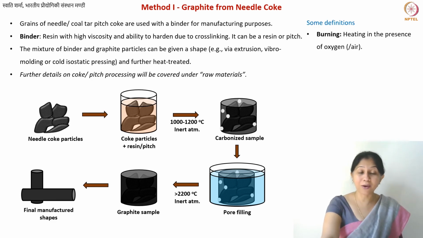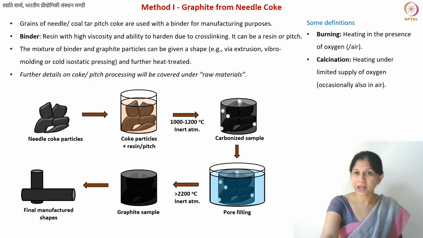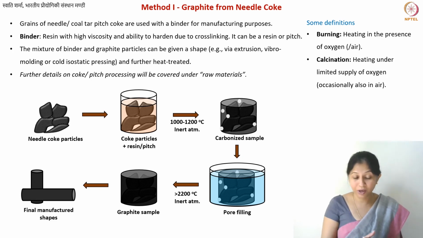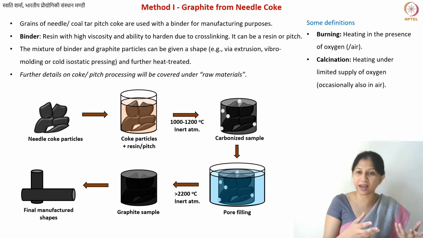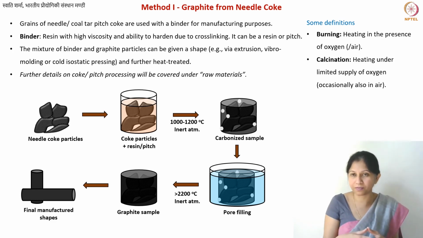Okay. Now, in these lectures we have used terms like calcination and burning. So here are some definitions. Burning always takes place in the presence of oxygen. Burning, in fact, is a name for oxidation. So you will always do it in the presence of oxygen or air in general, because air contains oxygen.